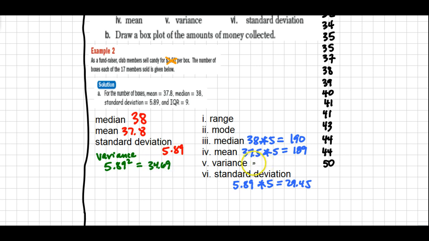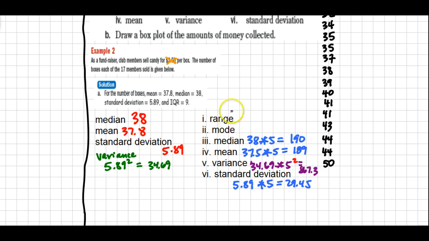So if we're doing the variance on our scaled data, we would take the variance originally, 34.69, and we'd multiply not just by 5, but by 5 squared. And again, it's because the variance already has been multiplied by 5, so the variance has been multiplied by 2 of those. And so when we're done there, we get 867.3.